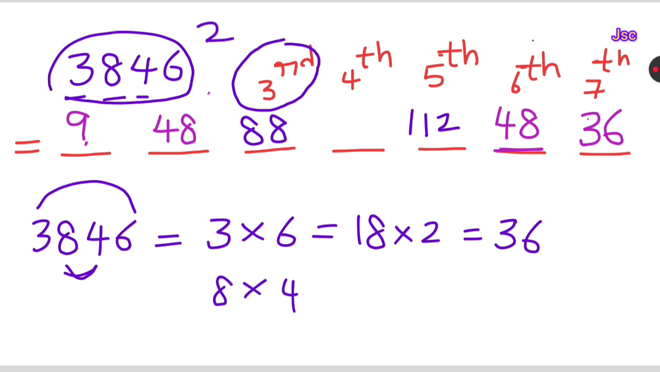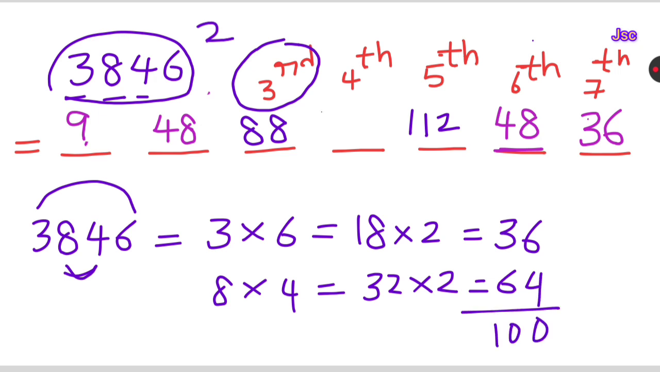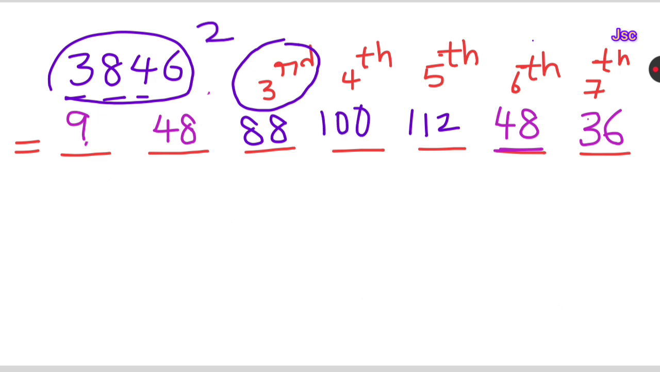8 times 4 is 32 and you have to double it. Before, we had only a single number, so all we did was square. But here we have a 2 digit number, that's why we are multiplying and doubling. So 32 doubled is 64. Add these two numbers, then you will get 100. After that you have to add all this.